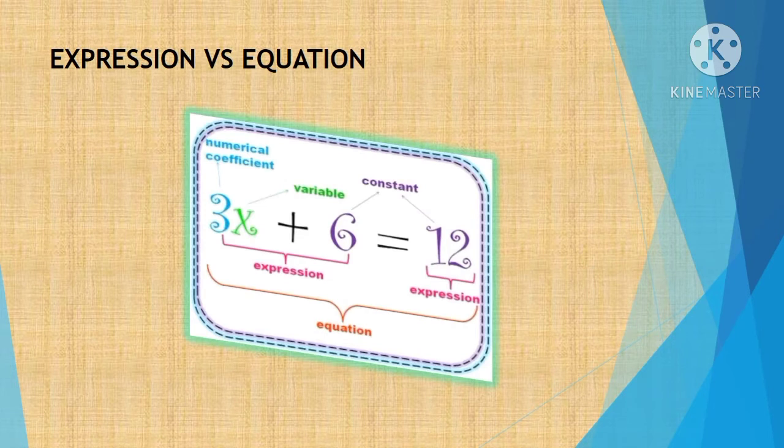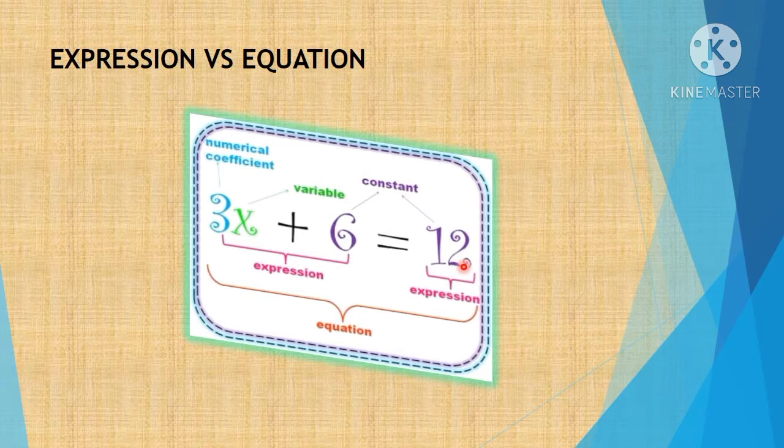Now we are going to see the difference between expression and equation. So from this, can you identify, children, what is an expression? So we can say 3x plus 6 is an expression. 3x plus 6 is an expression. So together 3x plus 6 equal to 12 is known as an equation. You all know equation means equation will have an equality symbol. So 3x plus 6 equal to 12 is an equation.